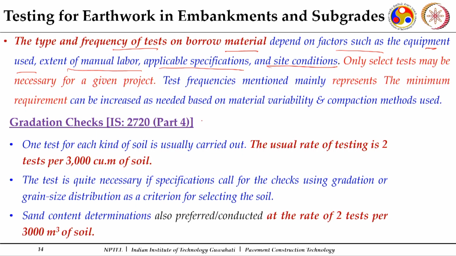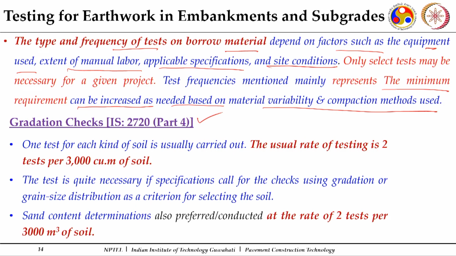So, as I mentioned, there can be gradation checks, and one important statement: the minimum requirement can be increased as needed based on material variability and compaction methods used. If I am using good compaction methods, then I can go for the standard methods of checks for compaction, but if I find that the compaction methods used do not have good control, specifically the rollers are not having good control in terms of their vibrations, then I may need to increase the frequency of the test.